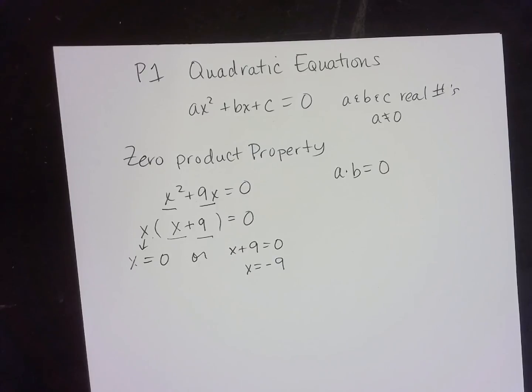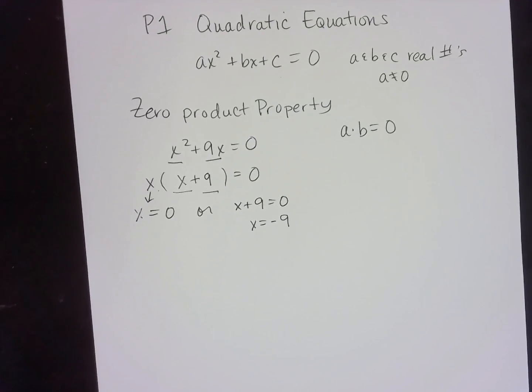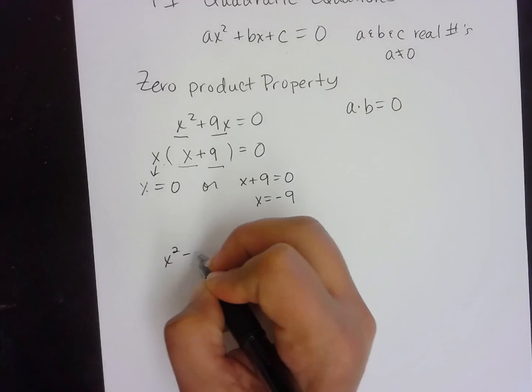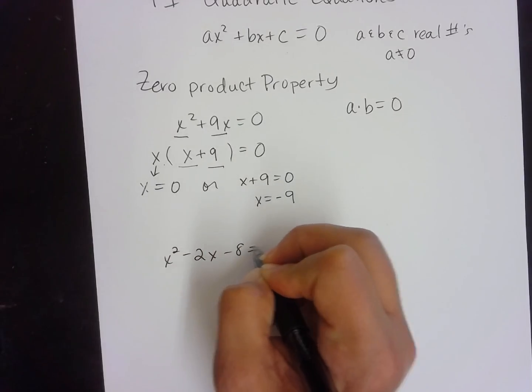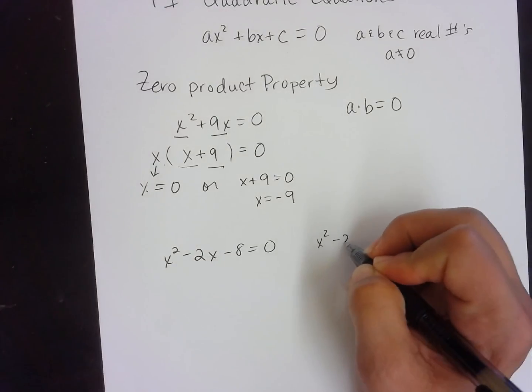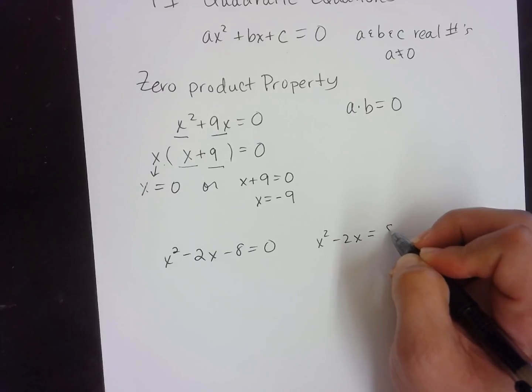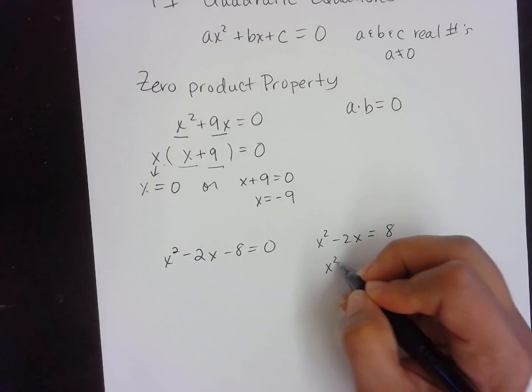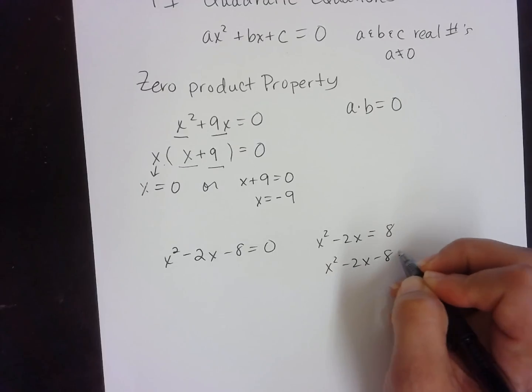Alright, so I always want to look for the greatest common factor first to see if I can factor it that way. So another type of factoring that we can use, we want to do the same thing. We have x squared minus 2x minus 8 equals 0. Again, my equation is equal to 0. If this had been x squared minus 2x equals 8, then my first step would be to subtract 8 from both sides and turn it into this.